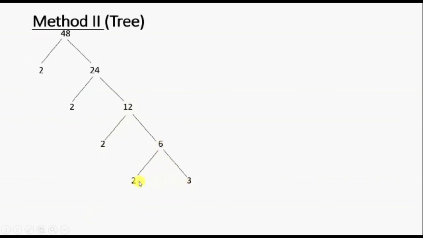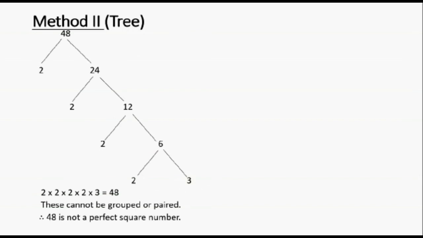So you'll find that at the bottom here, the prime numbers are different. They are not the same. Even before we try to group, we can conclude that this is not a perfect square number. So from here, we express 48 as a product of its prime factors by multiplying 2 times 2 times 2 times 2 times 3 to give us 48. Can those be grouped? No. These cannot be grouped or paired. Therefore, we can conclude that 48 is not a perfect square number.